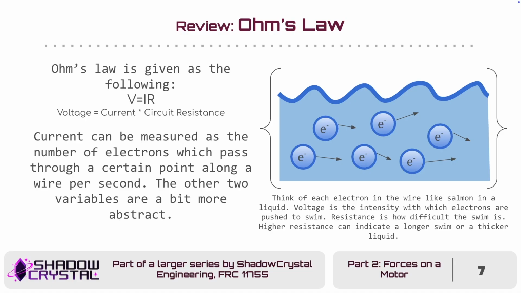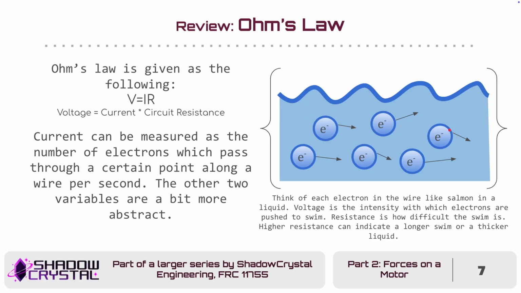Now, to effectively understand Lorentz force, it's important to understand Ohm's law. Some of you might already have a background understanding of Ohm's law, but it is worth reviewing for this context. Now, Ohm's law is given as the following. V equals IR. V is representative of voltage, I is representative of current, and R is representative of circuit resistance. I personally find that the best analogy for understanding this is to think of a wire like a river, and each electron like a piece of salmon. Okay? Hear me out. Current can be thought of as the amount of electrons that travel past a certain point in the river per second.